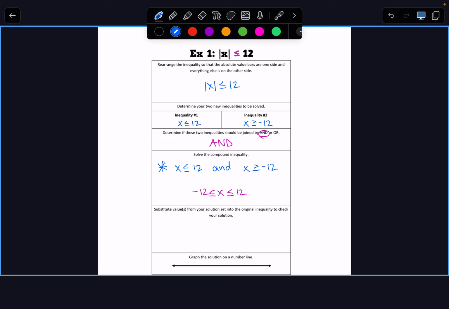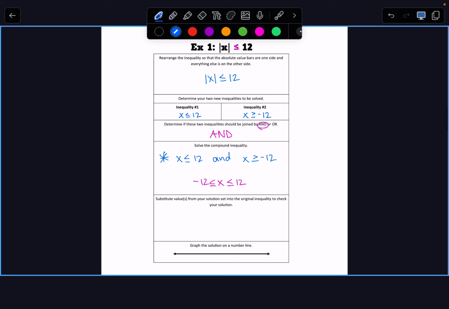Yeah. Do you want the negative 12 on the left side, or does it really matter? So I like when you write this, I prefer it to be in number line order. So yeah, I would want the smaller number over here. Okay. I'm not going to count it wrong. It's just going to look nicer.